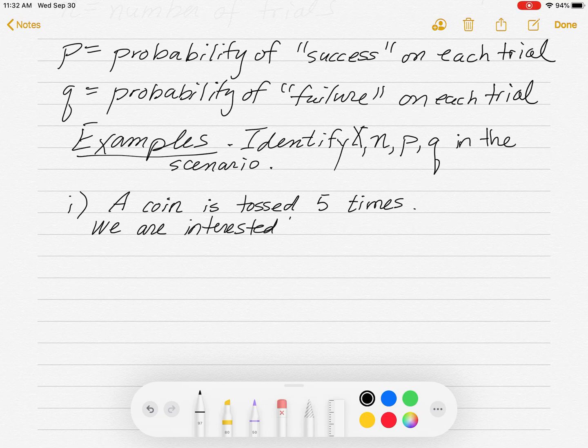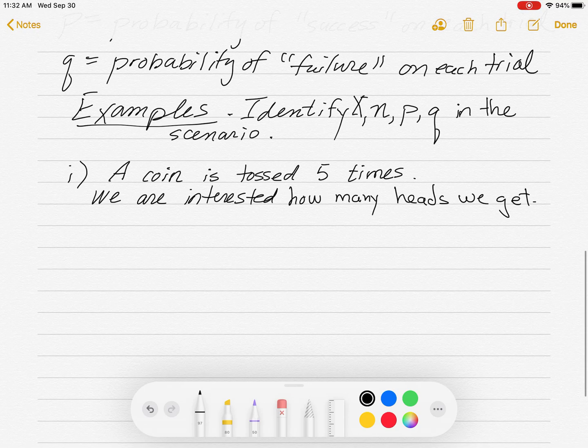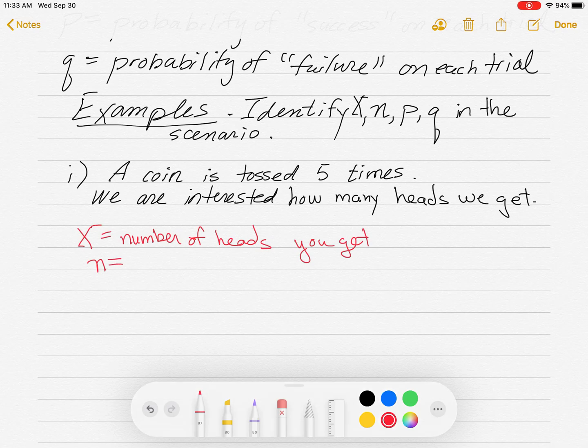We are interested in how many heads we get. So if you toss a coin 5 times and you're interested in how many heads you get, you want to identify these different things. So number one, X represents the number of heads you get. Okay, N is the number of trials, which is what? You have 5 trials. So N is 5.